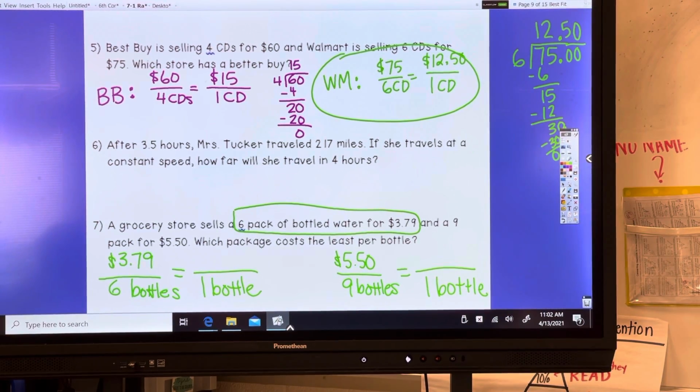Oh yeah, read this to me. Okay, where did you get 3 from? It's a 6-pack for $3.79. Okay, how do you get from 6 to 1? Because you're going from 6 bottles to 1 bottle. How are you going to get from 6 to 1? Divide by 6. Come over here to the side. $3.79 divided by 6.